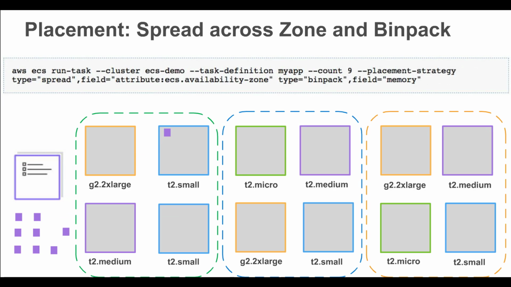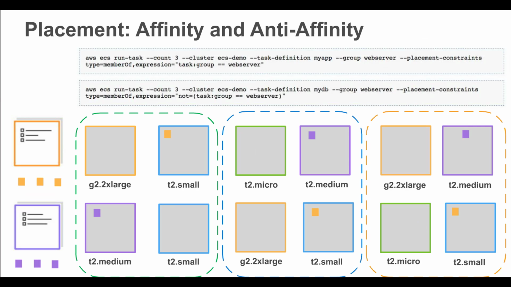Another example is spreading across zones and binpacking these tasks on memory. And as you can see, the tasks are getting placed across the AZs and are getting bin-packed on the different instances that are being specified. You can also define affinity or anti-affinity for your tasks. So in this case, I have my app task definition, which will land on the group web server, and the constraints are that it should land on the group where it is a part of. And in the second example, the purple ones are the DB group, and they should not land on the web server group.